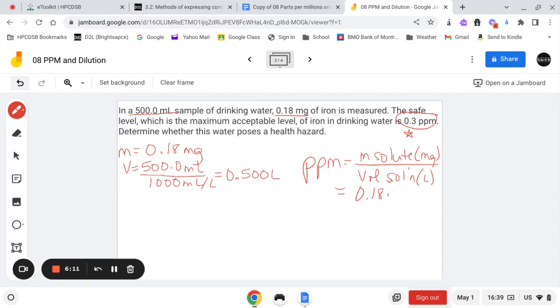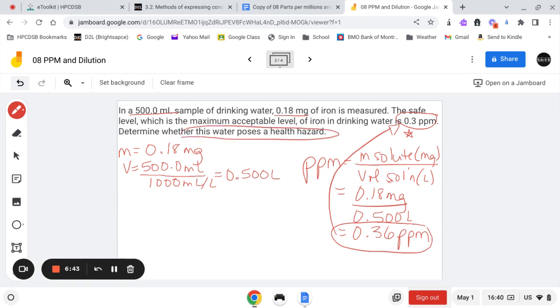So we have 0.18 milligrams, and we're dividing by 0.500 liters. And let's see how this compares to what we're supposed to have. So I'm getting a value of 0.36 parts per million. And if I compare that to the maximum acceptable value, it's not a good sample of drinking water. It's too high, okay? So it says determine whether this water poses a health hazard. Yes, it does, because it is higher than the maximum acceptable value.